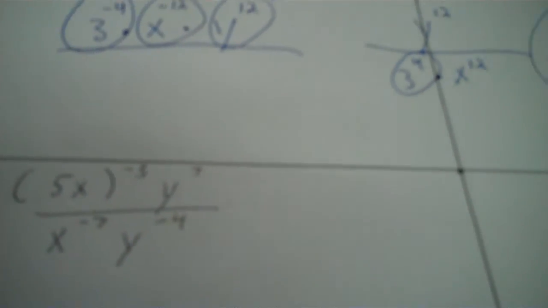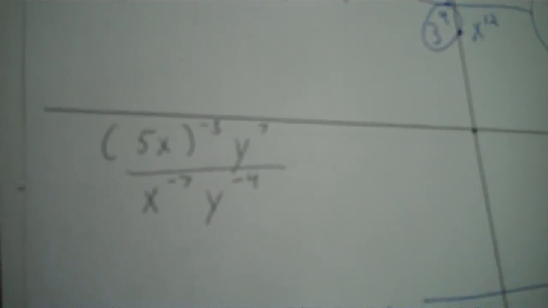Okay, last problem. Be careful here. So, on top I got a 5x to the negative 3rd power, quantity 5x to the negative 3rd power, y to the 7th power. Then on bottom I got x to the negative 7th power, y to the negative 4th. Never said plus, never said minus, so we go here. Okay. What if you do say plus or minus? Then you have to follow a completely different strategy. Okay, we're not doing that here yet.